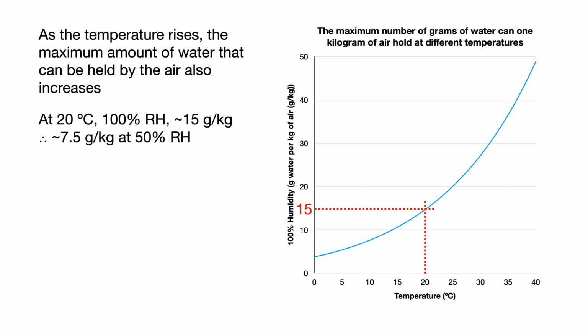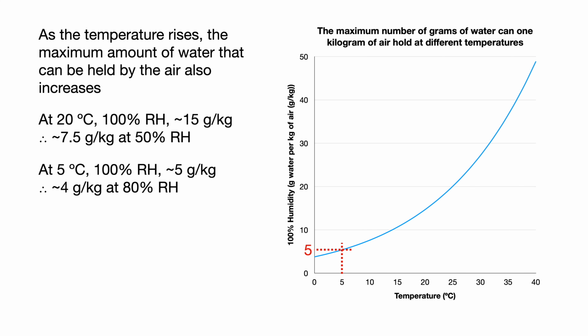Now, in the example I gave in the video, I said that it was 5 degrees centigrade outside and 80% humidity. So how much water vapor would be held in the air under those circumstances? Well, at 5 degrees, for 100% humidity we'd have about 5 grams of water per kilogram of air. And as it's 80% relative humidity, that would be 4 grams per kilogram of air.